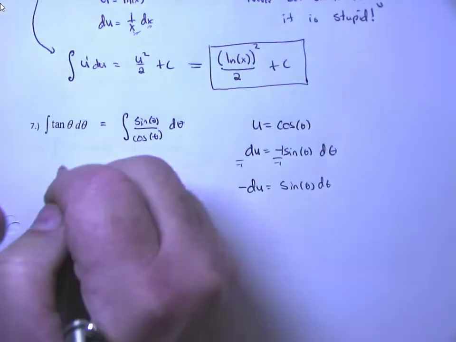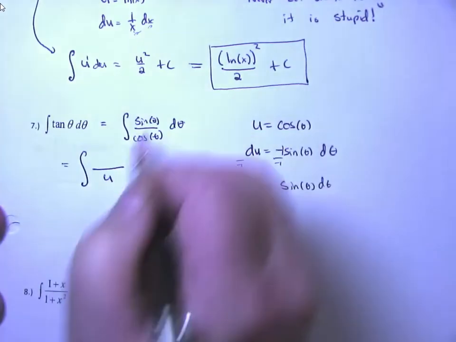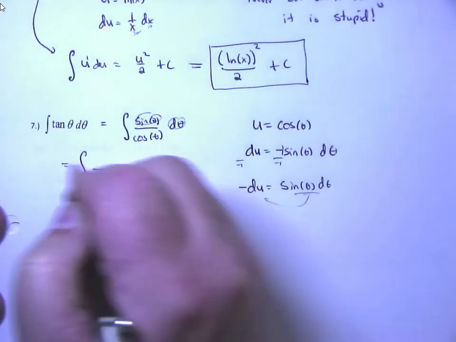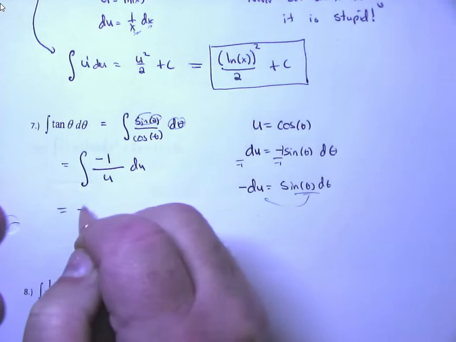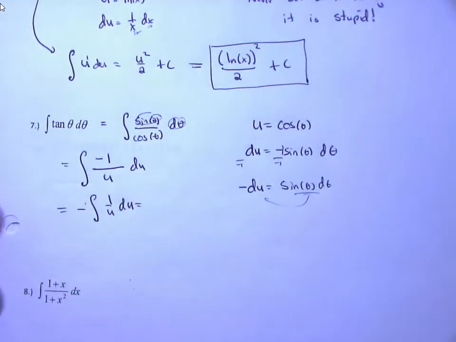So when I substitute, this becomes an integral. This is a fraction. U is the denominator. And the sine of theta d theta gets replaced with negative 1 du. That negative 1 goes out front. So this is negative the integral of 1 over u du. And that is a rule I have memorized.